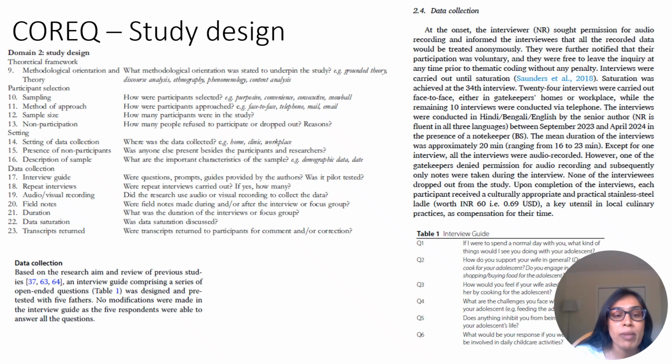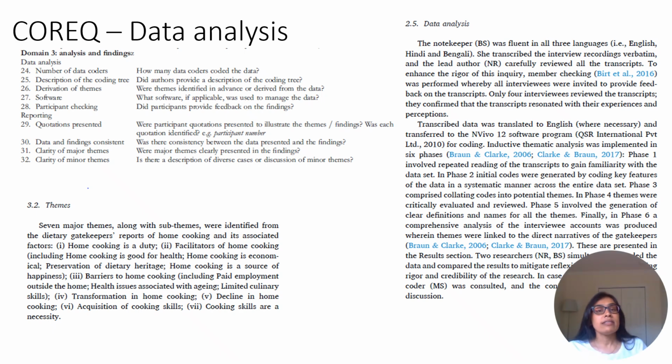No modifications were made in the interview guide as the 5 respondents were able to answer all the questions. Got it? So is this clear? So this was our second domain. Last section was on data collection. Now we'll move to the third domain, which is on data analysis. On the third domain, again, 2 sections: data analysis and reporting.